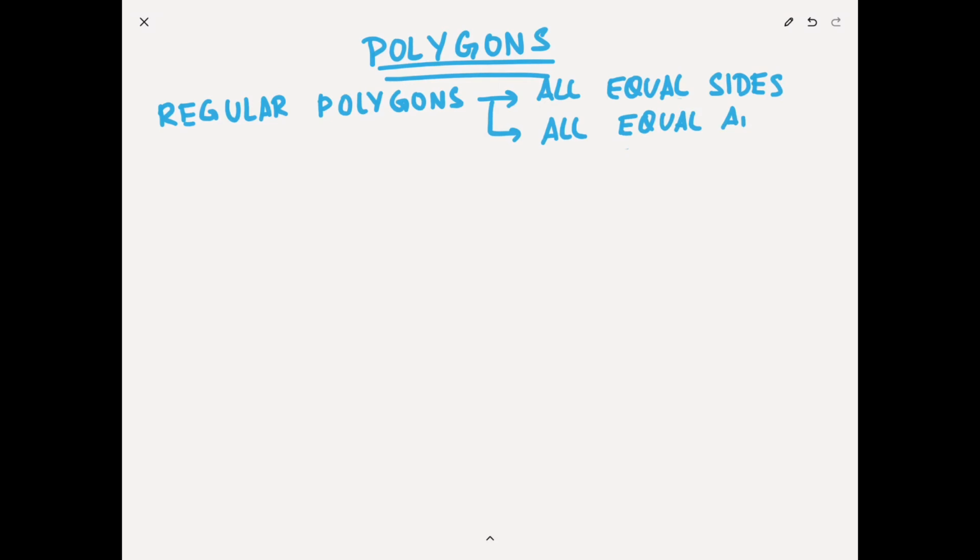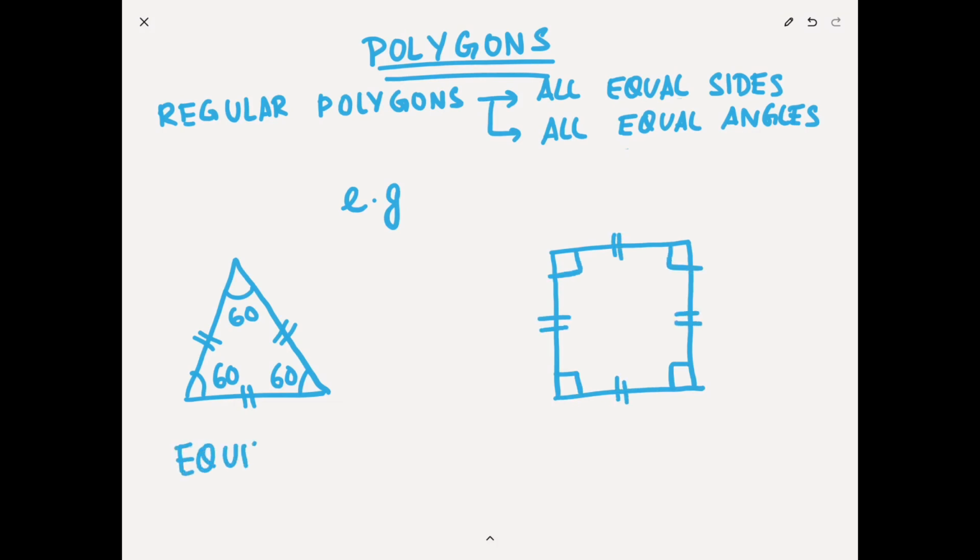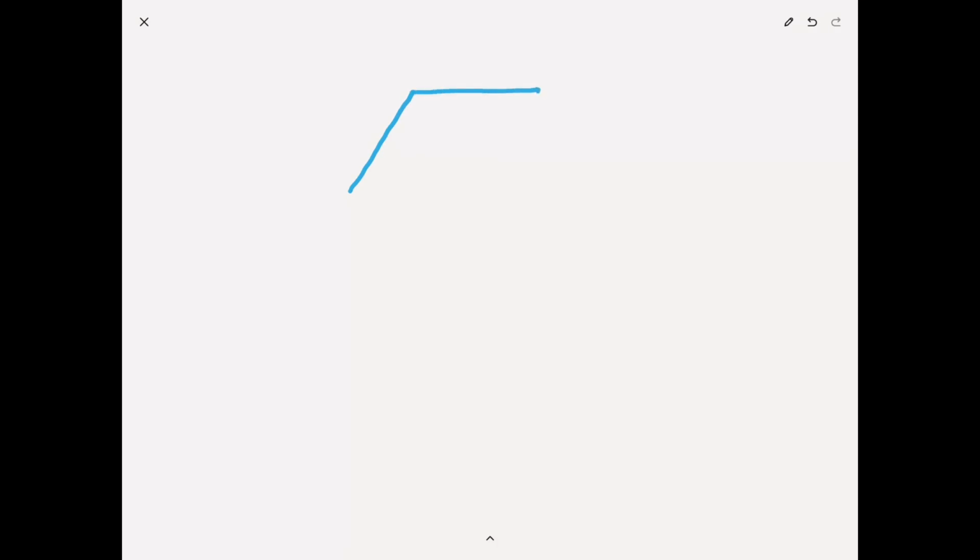We will primarily be dealing with regular polygons which have all equal sides and all equal angles. For example, an equilateral triangle, the angles of which are all 60 and the sides of which are all equal. An equilateral triangle is a regular polygon with 3 sides, and a square is a regular polygon with 4 sides with all angles 90 degrees and all sides equal. Now let's consider this regular hexagon.